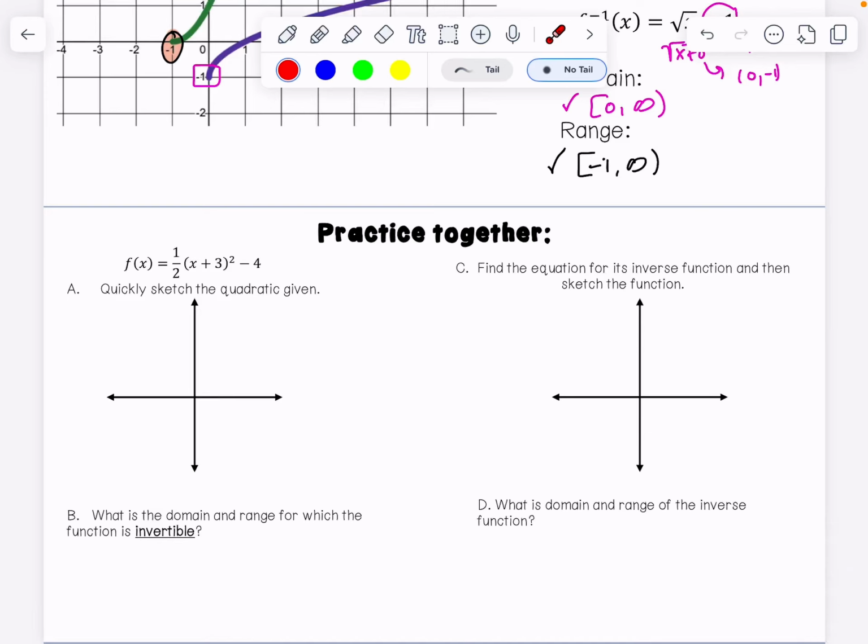Okay, this is going to be the last video in this series, and we're going to do a practice one together. We're going to take everything we talked about and see what we can do. So from above, hopefully you've noticed that the only thing that we really care about is the vertex. Our vertex is going to be our key part.